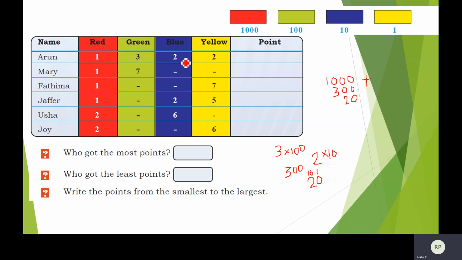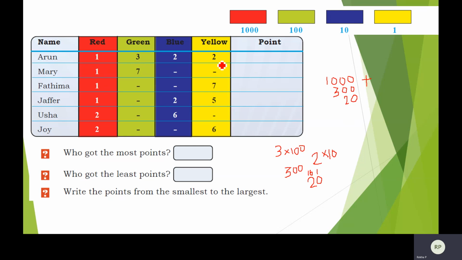So now we have calculated. What all things have we counted? 1 red card, 1000 points. 3 green cards, 300 points, so 3 into 100, 300. 2 blue cards, 10 points each, so 2 into 10, it is 20. And 2 yellow cards, only 1 point each, so it's 2 points. Since it is 1 point, whatever is the card number, you can write it like this.